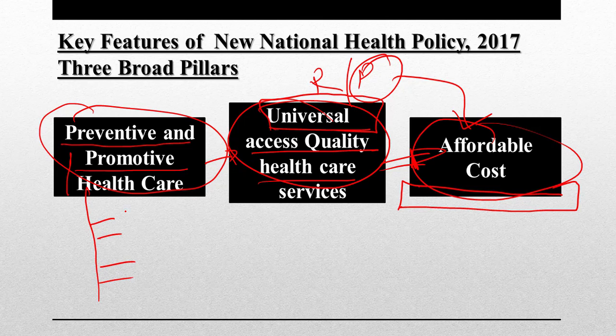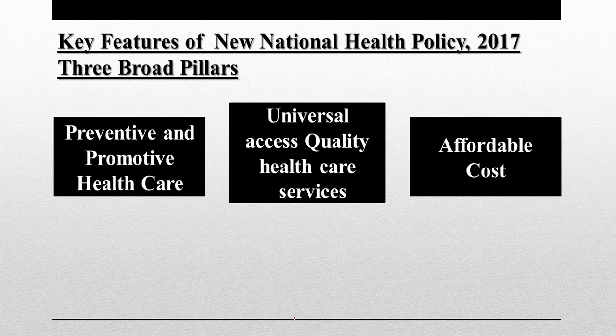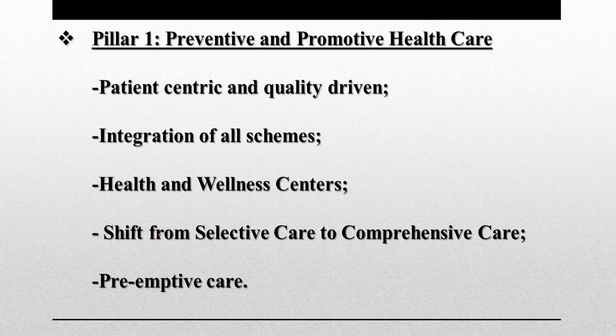So this is 1, 2, 3, 4. We are going to see in the subsequent slides that this is going to happen. If you remember these contours, you can fit in the filler points. That is the best way to memorize them for your mains preparation or for answering the MCQs in prelims as well. So this is the way we are going to do it. Let us see what are the key features which we can put under preventive and promotive healthcare. So let us move ahead. Yes, this is pillar 1, preventive and promotive health.